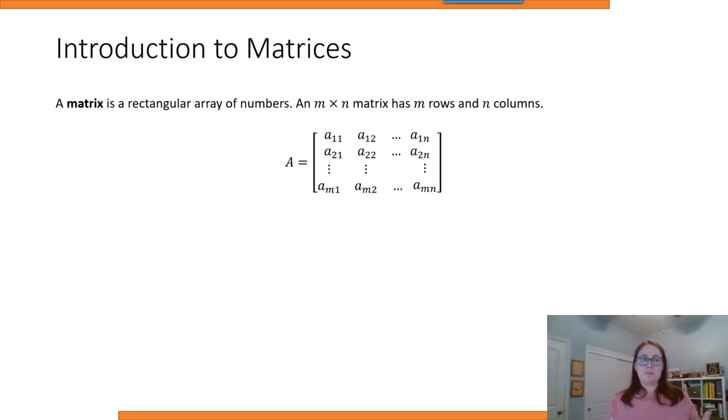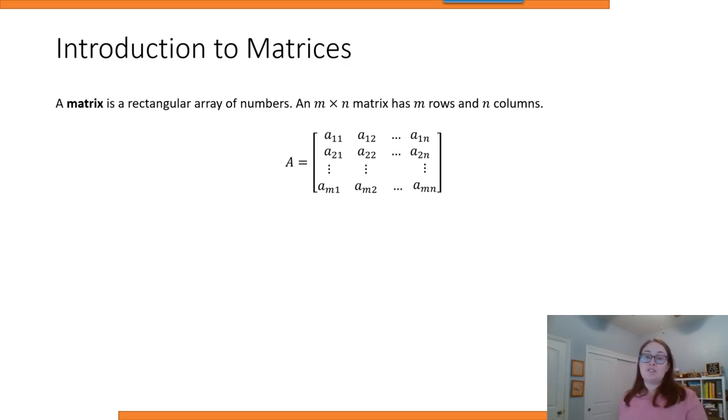Now, it can be tricky to remember which number is which. I tend to remember it as being not in alphabetical order. If it was alphabetical, it would be columns and rows, but we have the reverse of that. And then we usually name a matrix using a capital letter. So here I have a capital A for it.